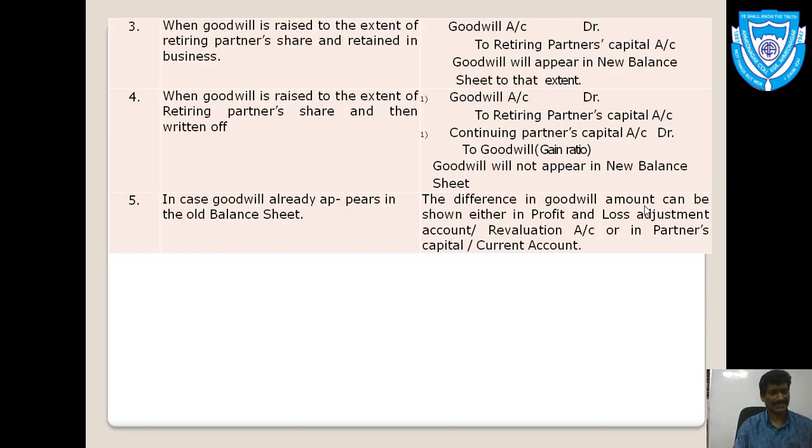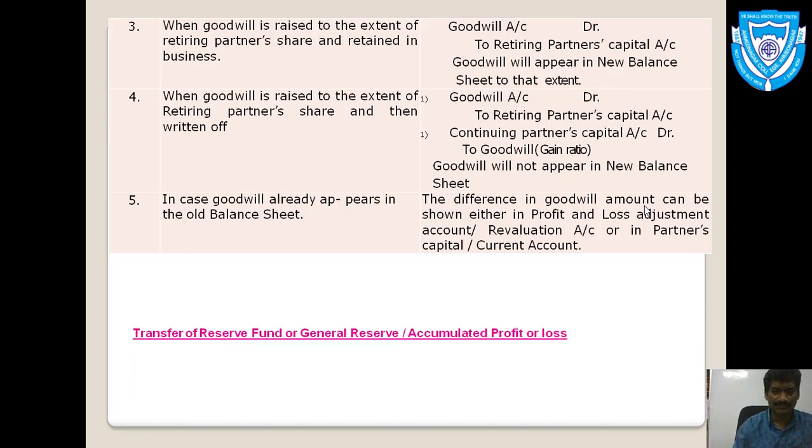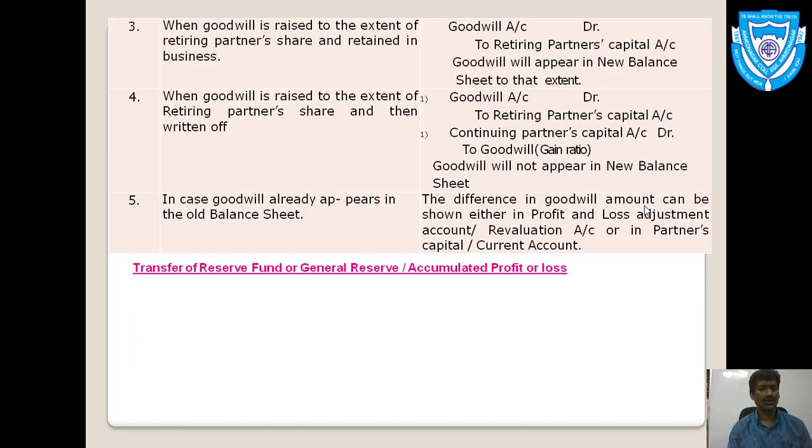And one more case is there. In case goodwill already appears in the old balance sheet, the difference in goodwill amount can be shown either in the profit and loss adjustment account, as the case may be, or we can call it the revaluation account, or in partners' capital or current account. So these are some of the journal entries for treatment of goodwill.